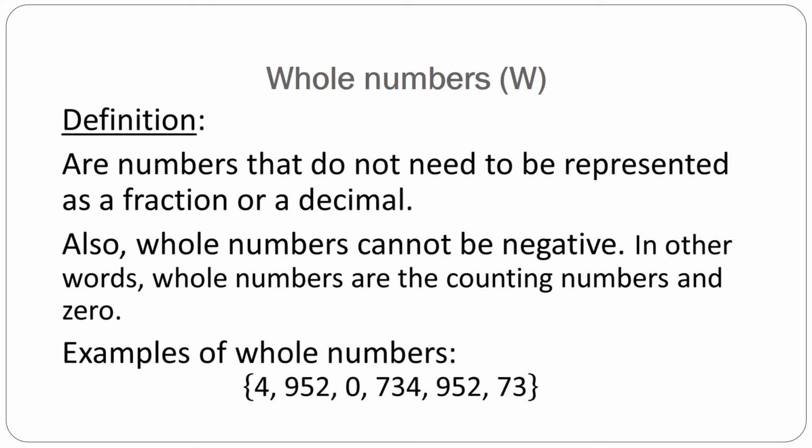Let's now look at whole numbers, symbol W. Whole numbers are numbers that do not need to be represented as a fraction or a decimal. Also, whole numbers cannot be negative. In other words, whole numbers are counting numbers and 0. Examples of whole numbers: 4, 952, 0, 734, 73.